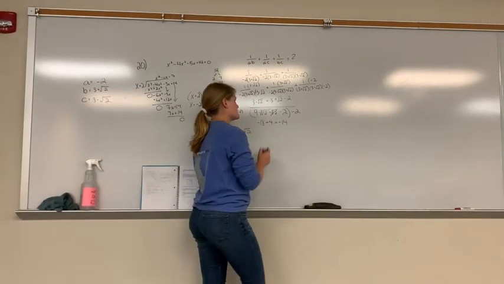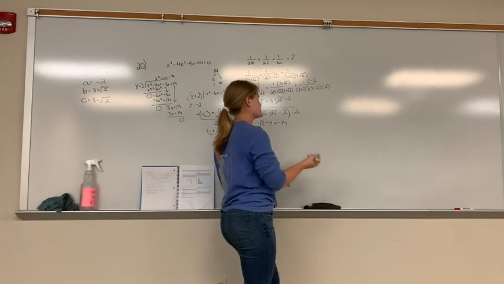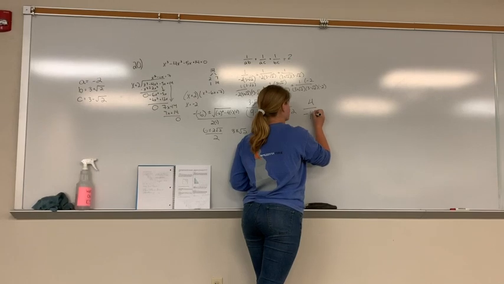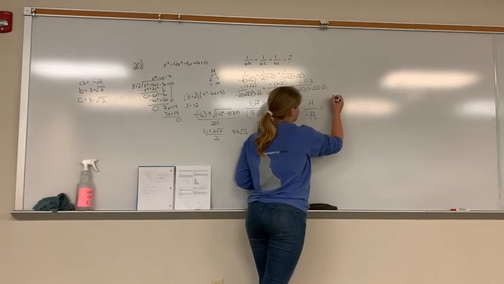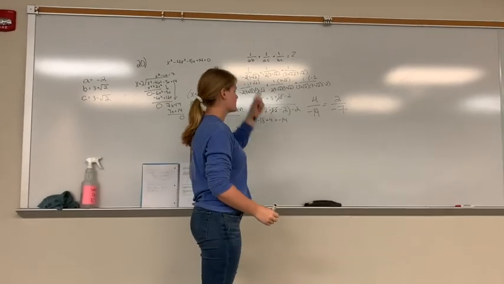To simplify the top, our square roots of 2 cancel out. So we have 6 minus 2, which is 4. So 4 over negative 14, which we can simplify to 2 over negative 7, which is what our expression is equal to.